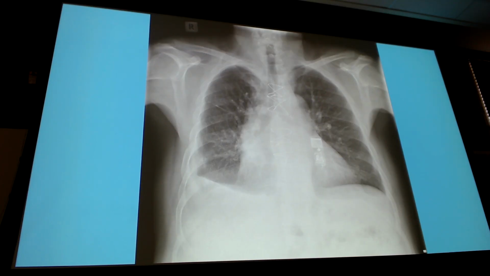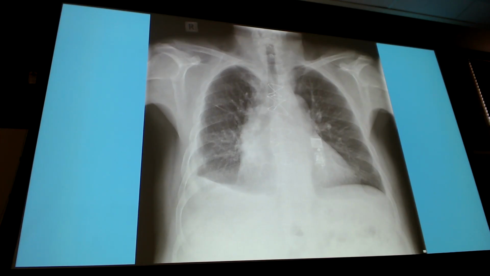Okay. So we've already covered, I know you guys know how to see the blunting of the costophrenic angle, so I know you see that. Okay. You guys pulled out the cardiomegaly last time. We have it here again. This is definitely more than 50% the width of the thorax.